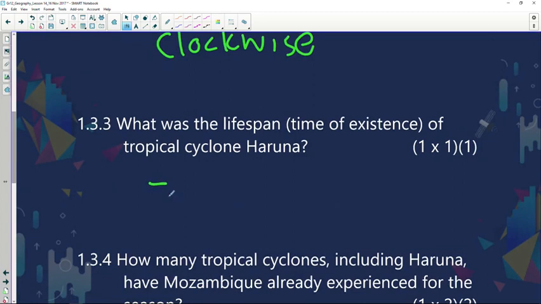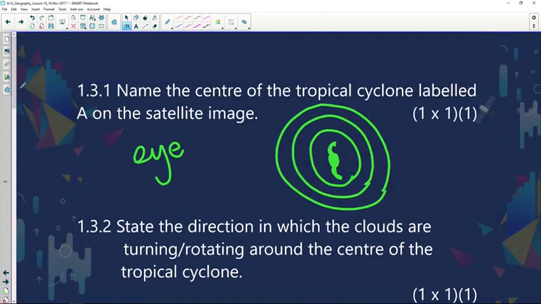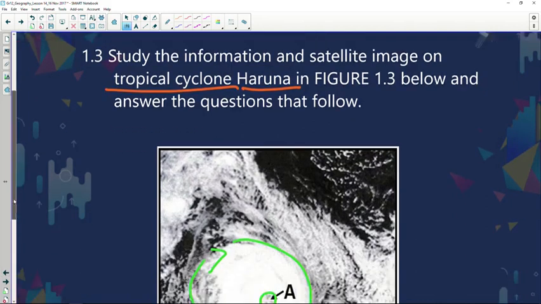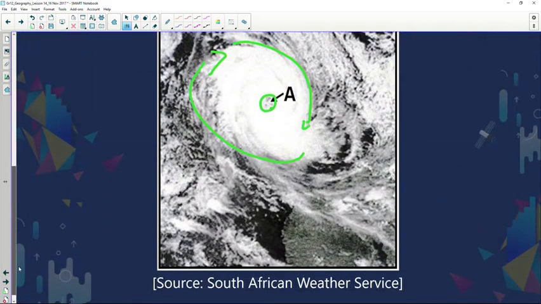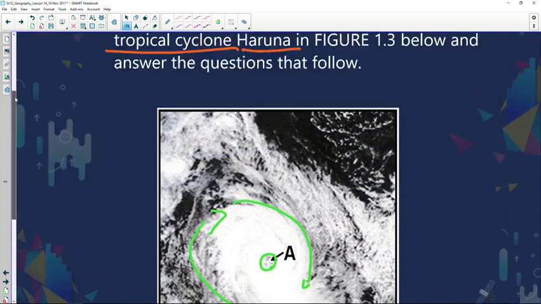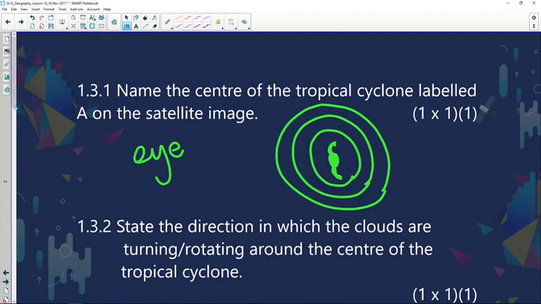Now, what was the lifespan of this tropical cyclone, Aruna? It was 7 days. If you look at the information given to you, the satellite image from the South African Weather Service, you will find it in your addendum that it only lasted for 7 days.